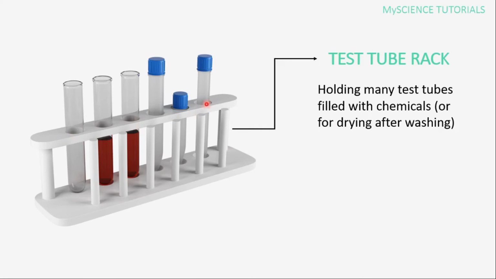Or if you wash them with water and you want them to dry and the water to drain, you can put them on these wood structures that we have over here, so that you can easily dry them, and they will be turned upside down for the liquids to come out. So that is the use of the test tube rack, for holding test tubes or for drying after washing. That is for drying the test tubes after washing.